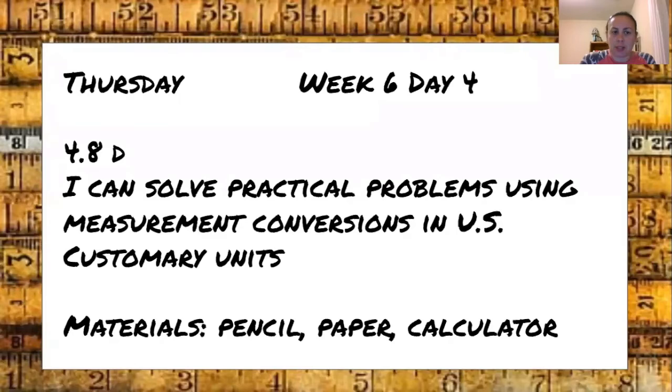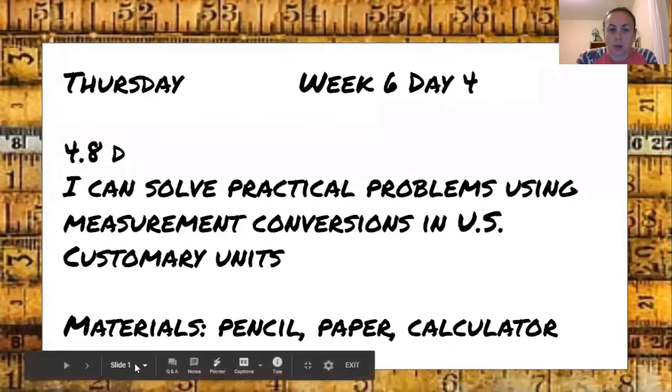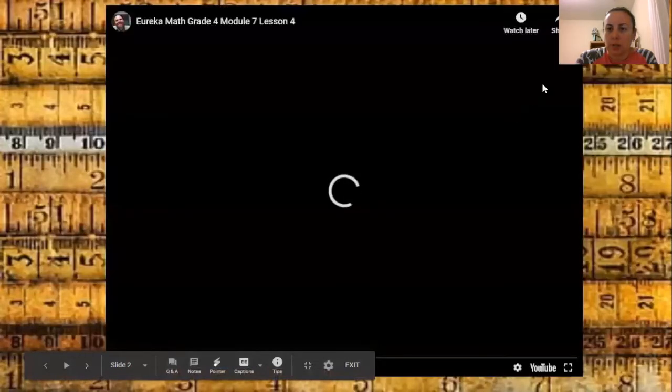Today's I can statement is that I can solve practical problems using measurement conversions in U.S. customary units. The materials you'll need are a pencil, paper, and a calculator. If you still have those conversion charts, they will also help you with solving those practical problems. We're going to start with our video first.